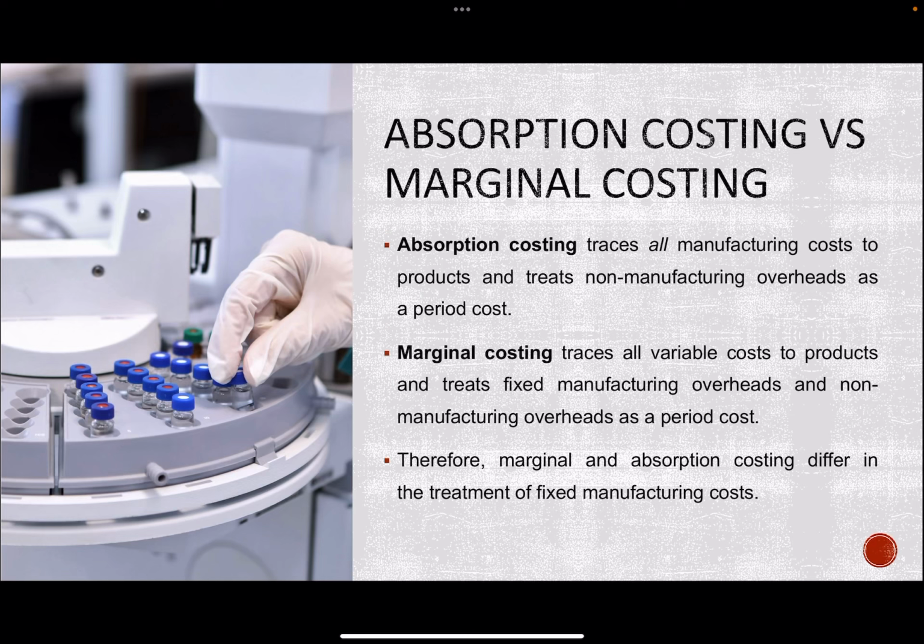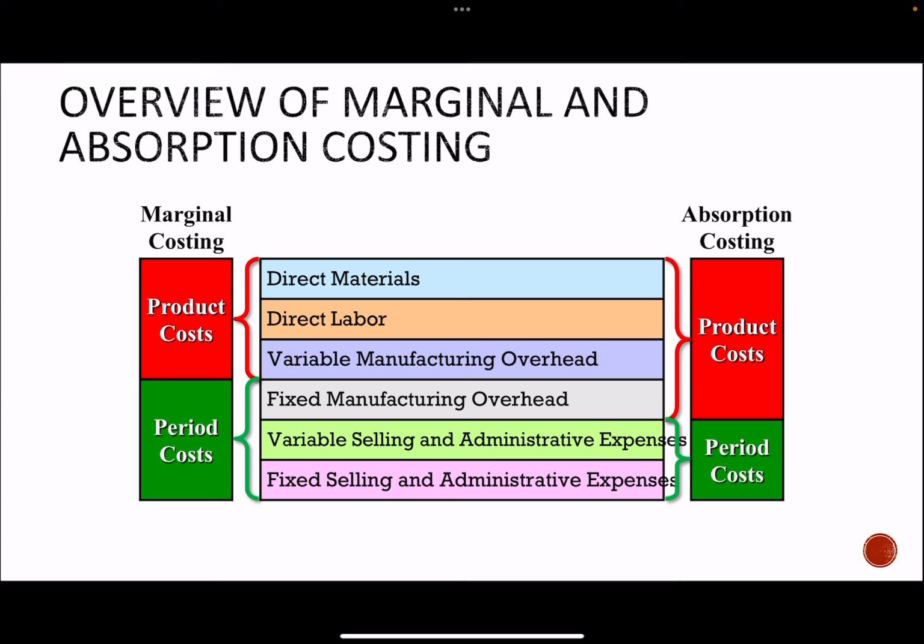and treats the non-manufacturing as a period cost. Let's go into more details. So absorption costing here, if you look at the right side, divides the product cost into direct material, direct labor, variable and fixed manufacturing overhead. So it absorbs. That's why we call it absorption costing or full costing. It absorbs all the manufacturing costs to the product. However, any selling and administrative expenses will be considered as a period cost.